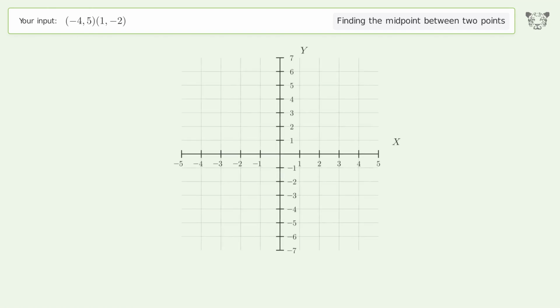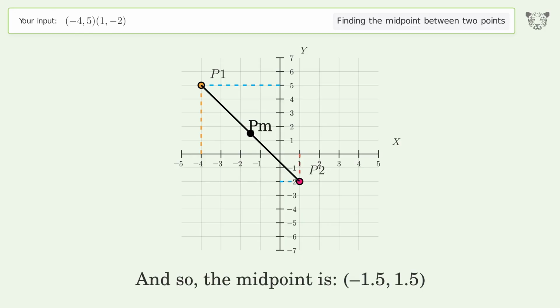And so, the midpoint is negative 1.5, 1.5.